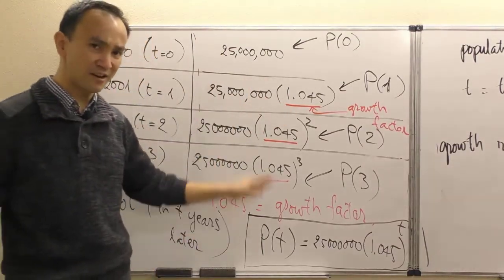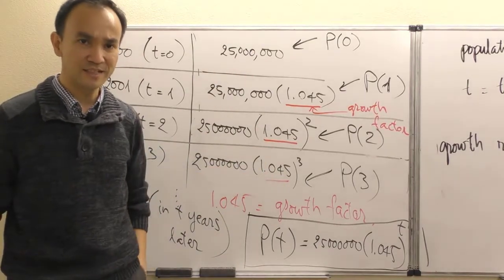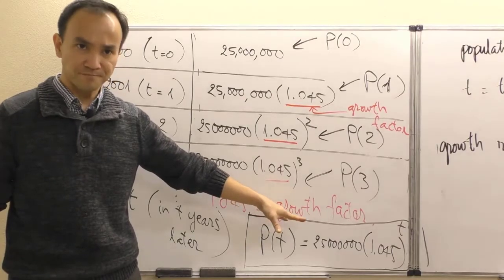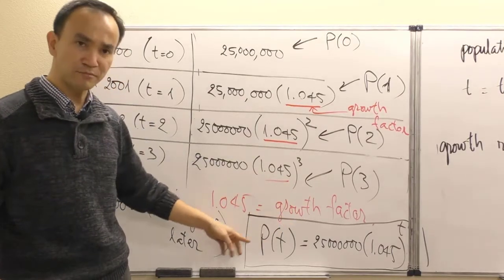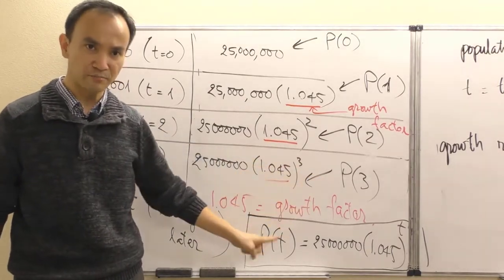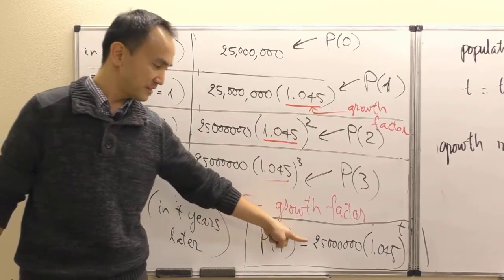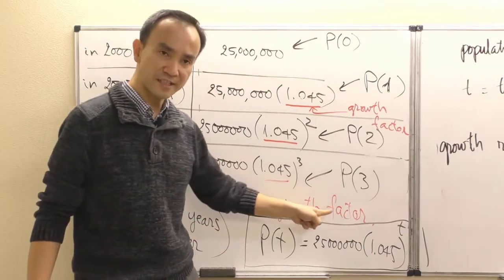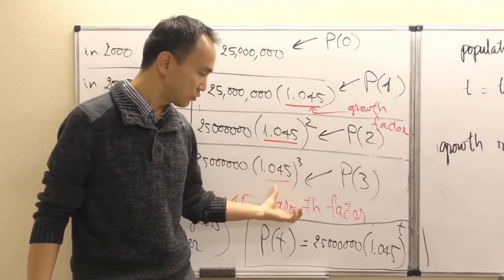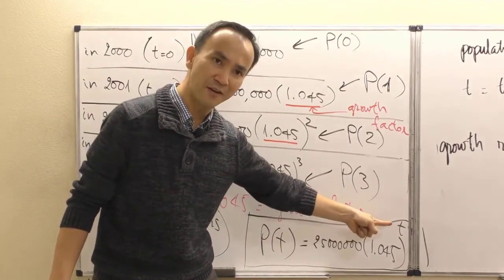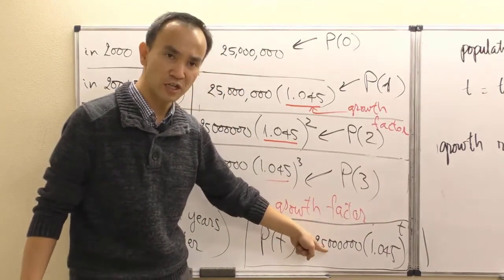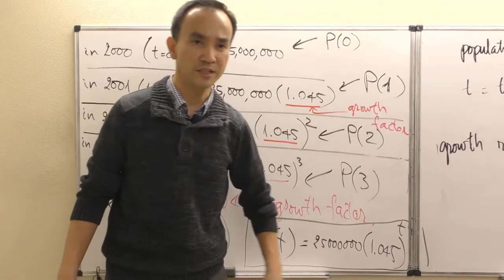But at least now in this pattern that I'm seeing, as a way to predict, in some t years later, generally in some t years later, there has to be this growth factor that now I formally give a name. This growth factor right here is 1.045 raised to the t, the exponent t right here, and multiply that with a constant coefficient, 25 millions.